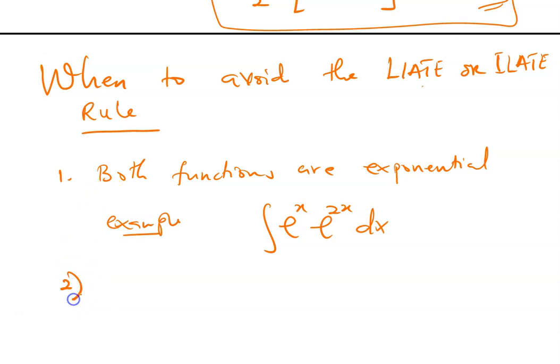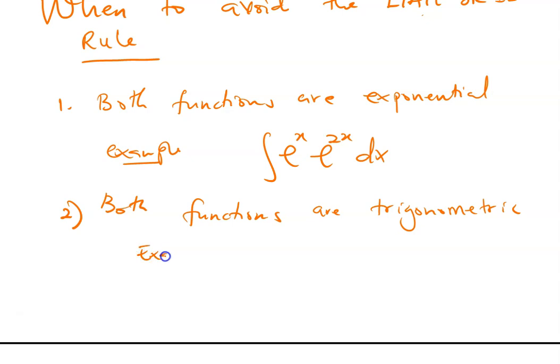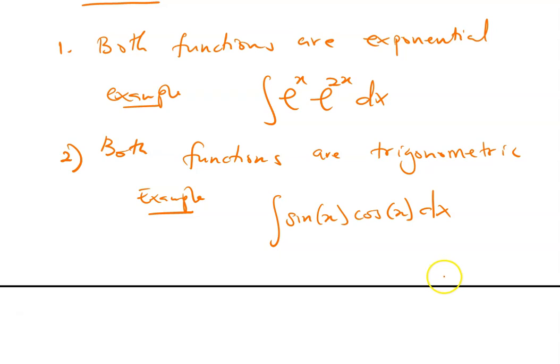Okay, so number 2. When should we avoid the LIATE or ILATE rule? When both functions are trigonometric. For instance, if I have integration of sin x cos x. With this one, I've talked about the trick. You can apply the trig rules to get your final answer.